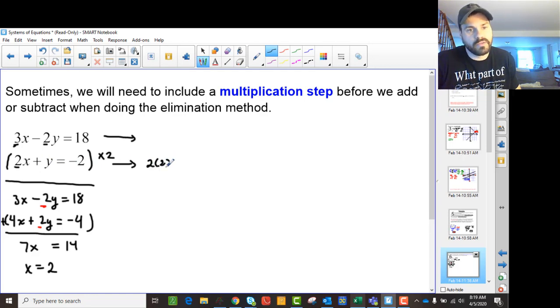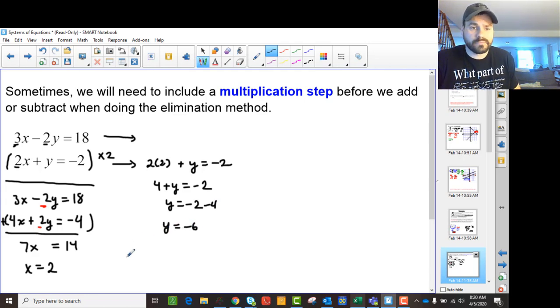So I'm going to say 2 times 2 plus y is equal to minus 2. So that means that 4 plus y is minus 2. And if I bring the 4 over, I get minus 2 minus 4. So y would be minus 6. So my solution is 2 and minus 6.